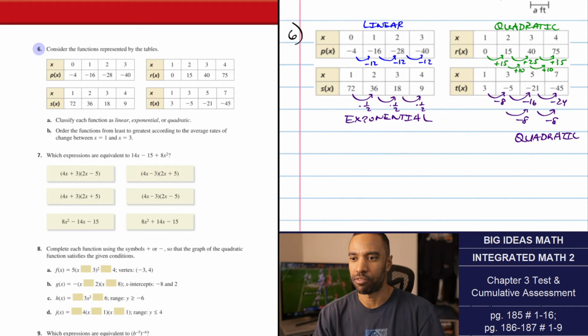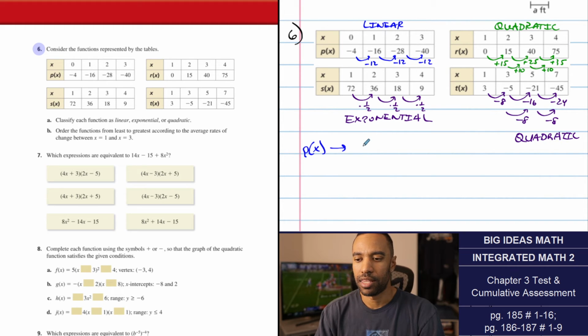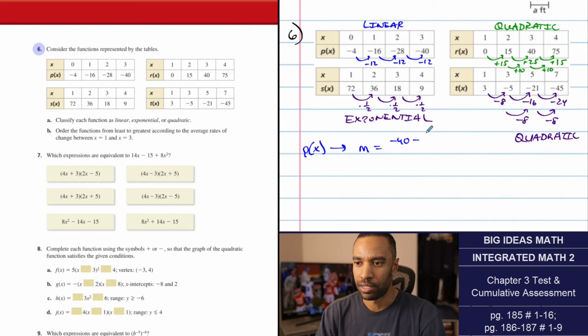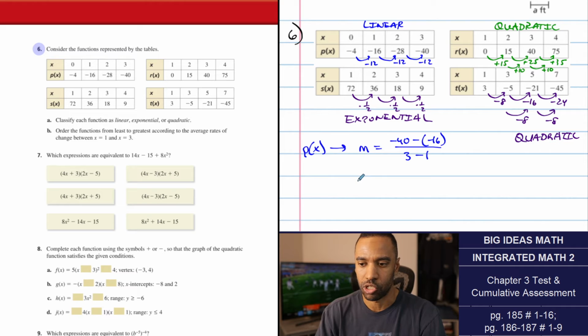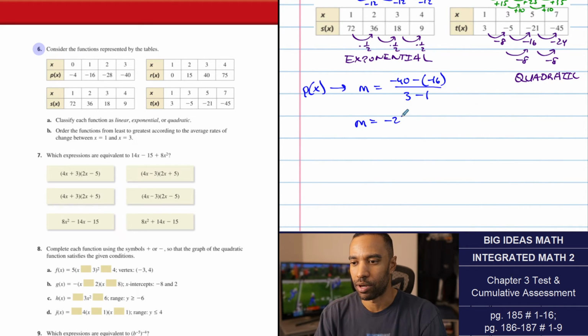Now they want average rates of change for each of them. For P of x, the average rate of change from 1 to 3 is going to be this: negative 40 minus negative 16, over 3 minus 1. Again, 3 minus 1 is going to be 2 each time. Negative 40 minus negative 16 is negative 24, over 2, which is negative 12.